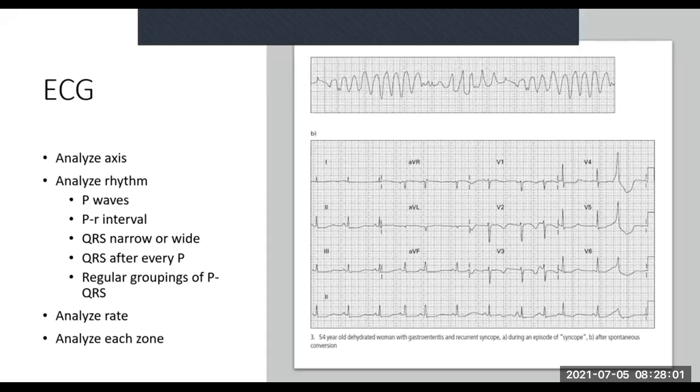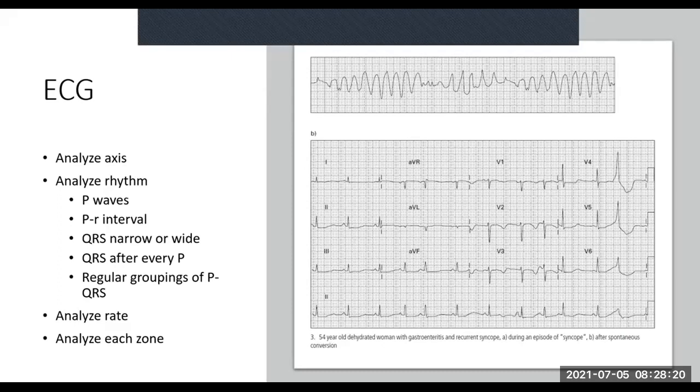Now you guys are second years. You should have an idea of what's going on a bit with ECGs, but just in case. Today we're having a look at quite an interesting one. We're going to have a look at this ECG properly just now. But the usual thing that we do: we first analyze axis, then we analyze rhythm, then we analyze rate, then we analyze each zone.